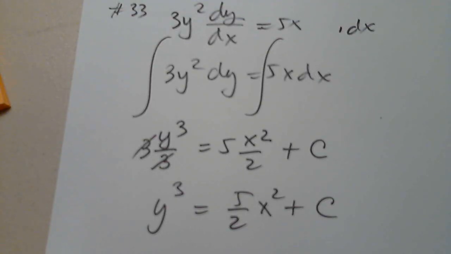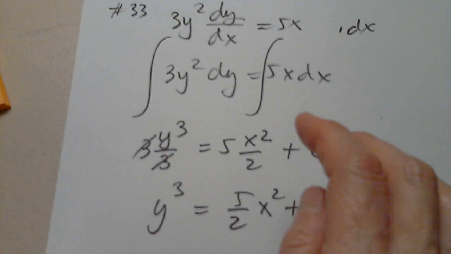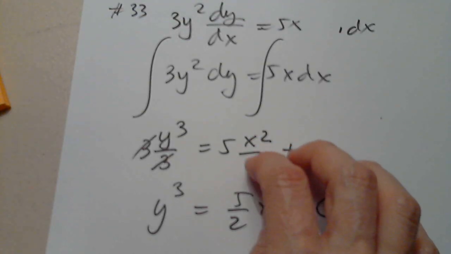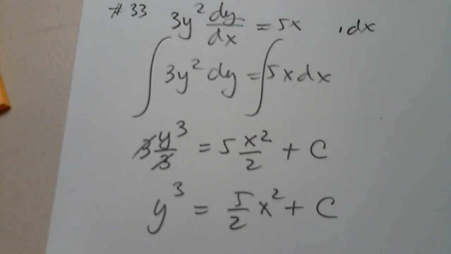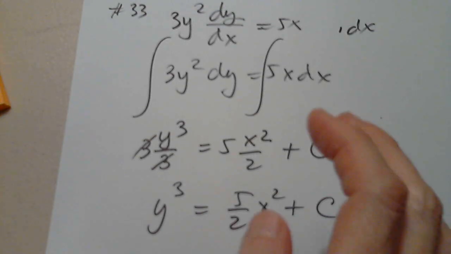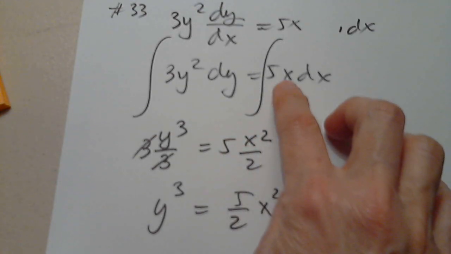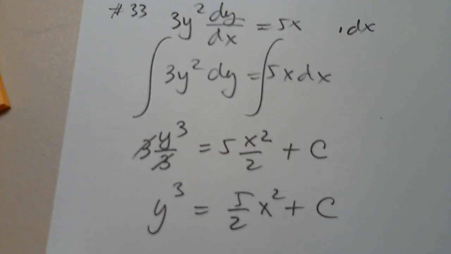Where did you get the 5 over 2x squared? When I differentiate x squared over 2, I get x. I bring 2 down, I simplify, and I get x. Okay, I see. Better? Yeah.